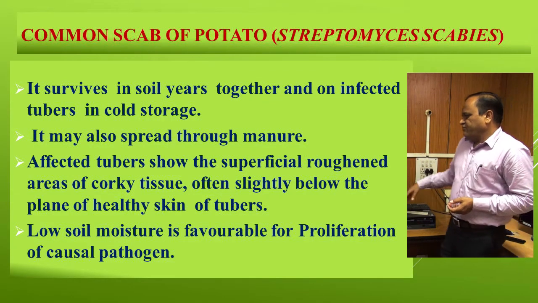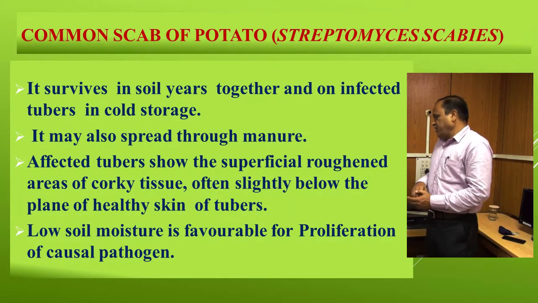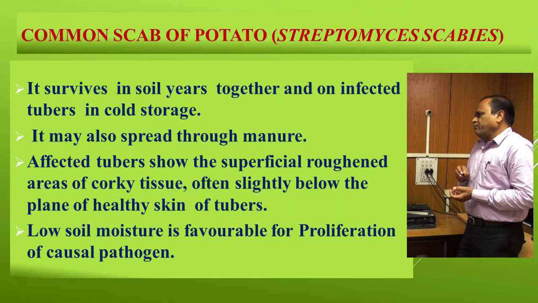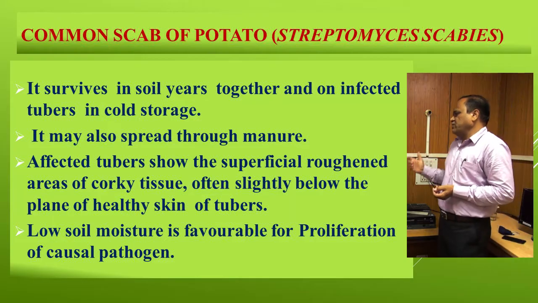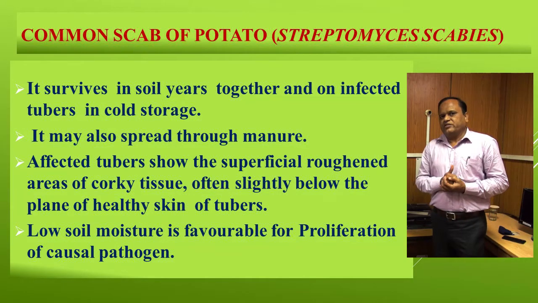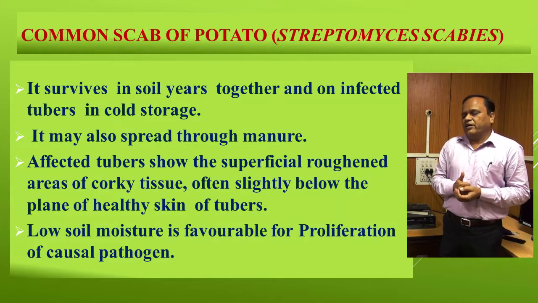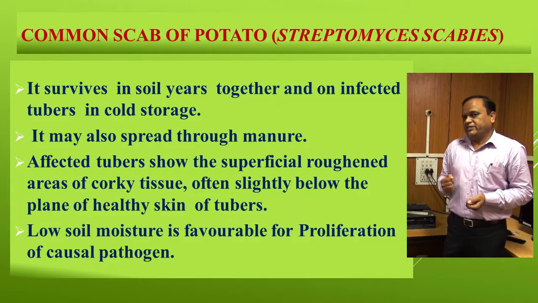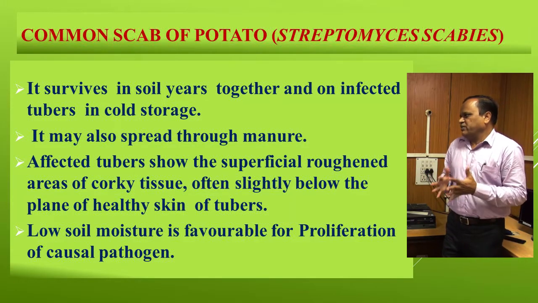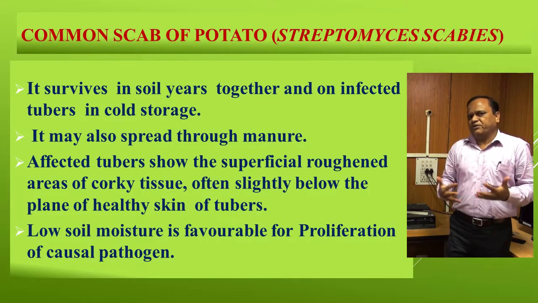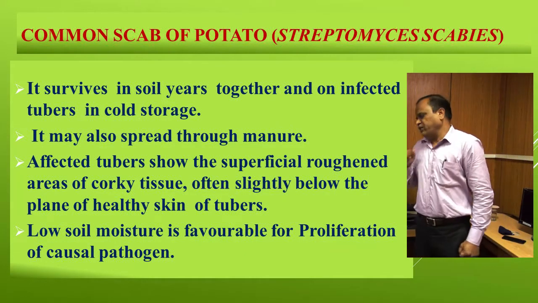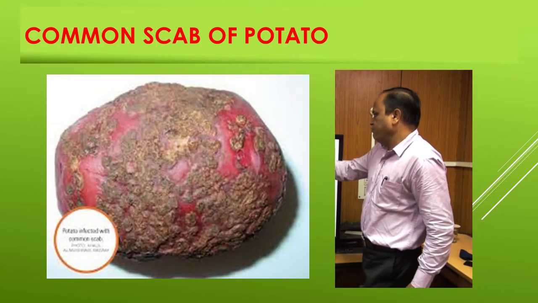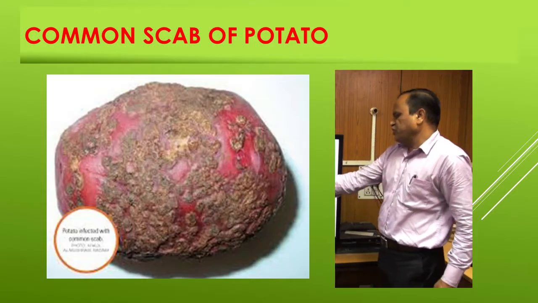Low soil moisture is a favorable condition for the proliferation of the causal pathogen. Common scab of potato is caused by Streptomyces scabies, and this is a bacterial disease. It is generally not found in acidic soil. So in Jharkhand, common scab of potato may not be found, as the soil of Jharkhand is acidic in nature. This is the picture of common scab of potato. You can see it on the tuber.